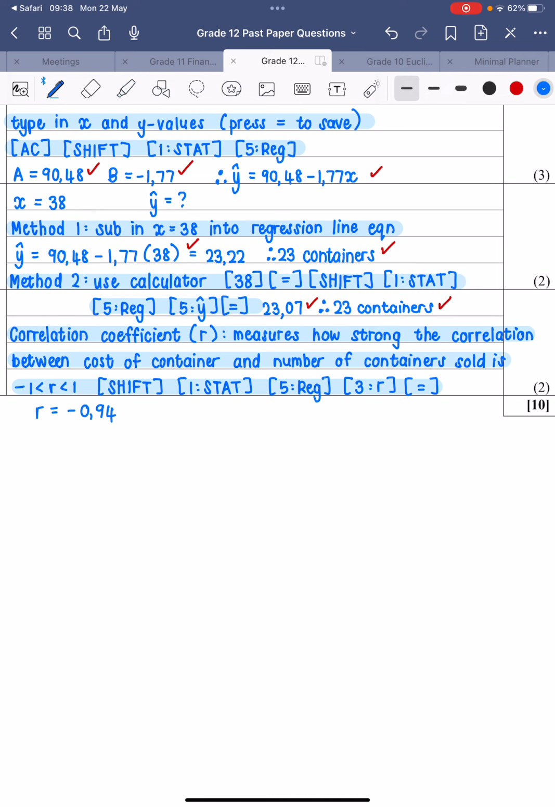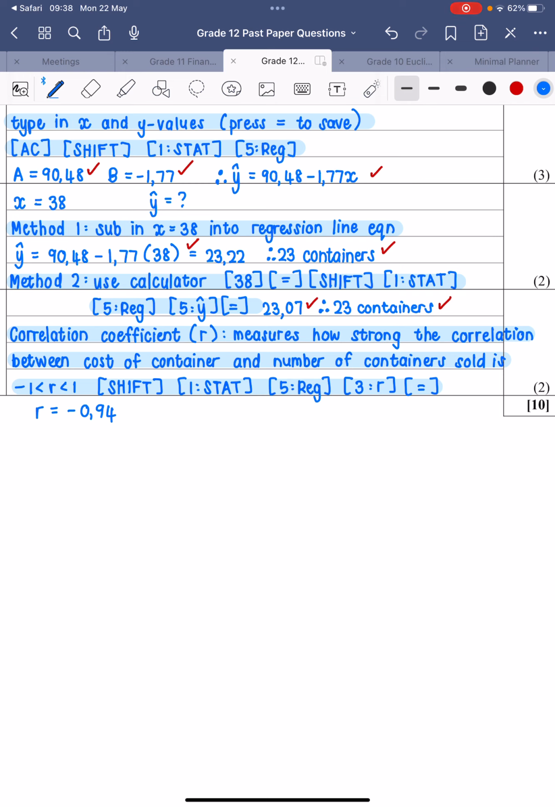Now guys, that is a negative correlation, right? Meaning that as the one value increases, the other one is going to decrease. So like I said already, the higher the price per container, the less containers we're going to sell, which is what we kind of expect, right? Logically, that makes sense.